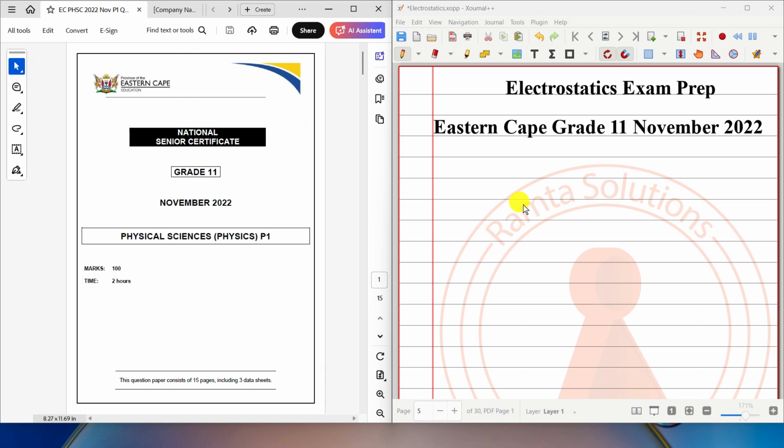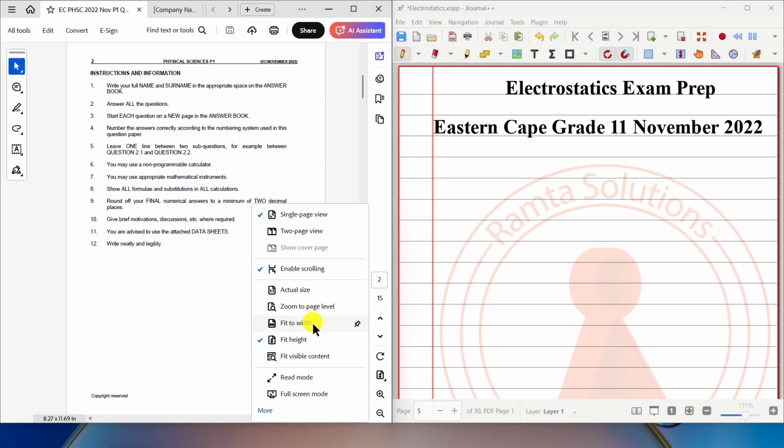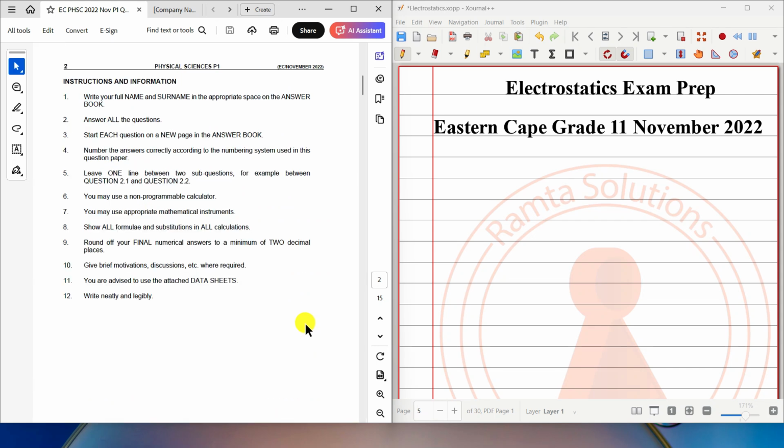Today, the question paper that we are looking at is the Eastern Cape's Grade 11, November 2022. Now, before we get into the questions, let's remind you of a few instructions. Remember, guys, when you are writing examinations, it's important that you read all the instructions. However, I'm not going to read all of them. I'm going to highlight just a few.